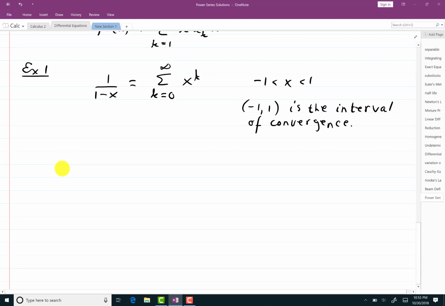And in calculus, it was quite useful to be able to take derivatives of this thing. In fact, let me take the derivative of both sides.